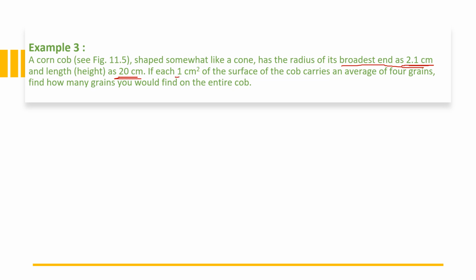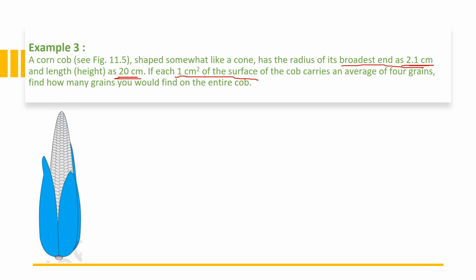If each 1 centimeter square surface area... okay, let me show the image. This is a corn image, right? So this vertical height is given here. How much is that? H. So this h is 20 centimeter, of course. And now the broadest area has a radius from the center, which is given approximately as 2.1 centimeter.